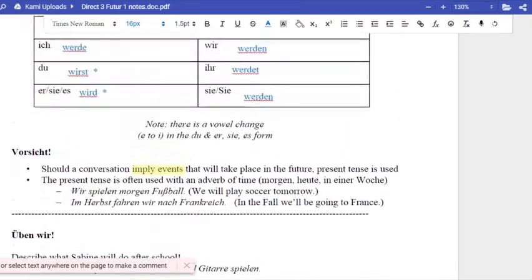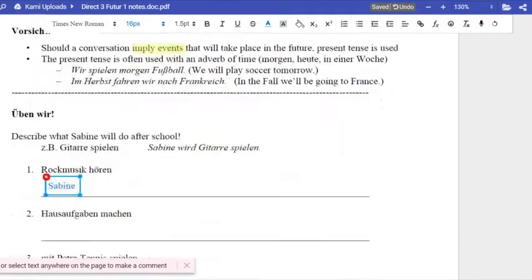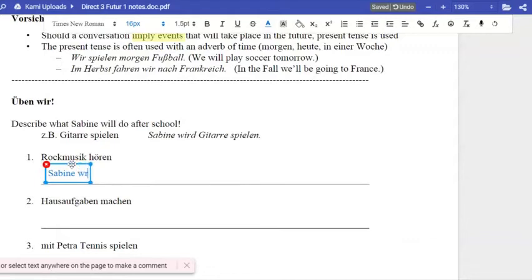I could look up here at the top of my notes, and I have to figure out where Sabina would be. Well, she's definitely singular. She's on this side. I'm not Sabina, and I'm not talking to her, as I would be if I used the word you. I'm talking about her. So this would be the correct form of werden. All right. So I would have Sabina wird.